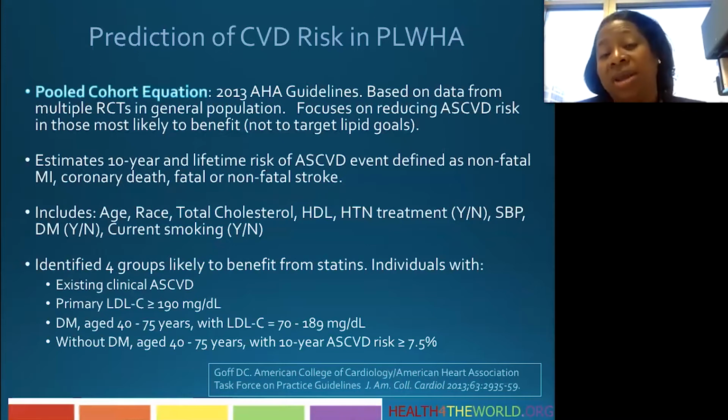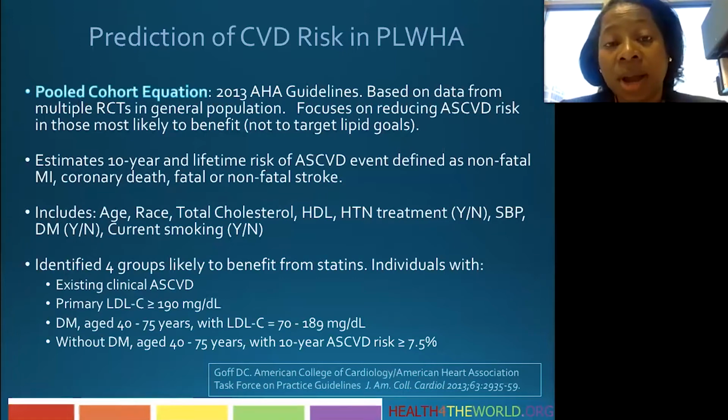So we're no longer treating to a target cholesterol goal. We're treating based on what is your risk for cardiovascular disease. And if you have a certain level of risk, which they've designated as 7.5% or higher, then you should be on a statin to prevent atherosclerotic disease. The pooled cohort equation estimates the 10-year and lifetime risk of an atherosclerotic event, which is defined as myocardial infarction or coronary death or fatal or non-fatal stroke.